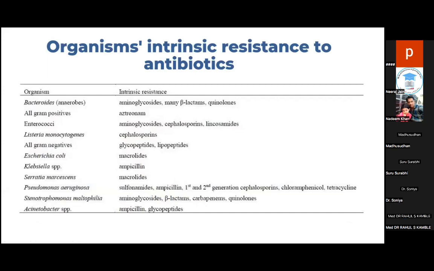Also it is necessary to understand that some organisms are intrinsically or naturally resistant against antibiotics, like Enterococcus species. They are intrinsically resistant against aminoglycosides and cephalosporins, which are the most commonly prescribed empirical antibiotics.